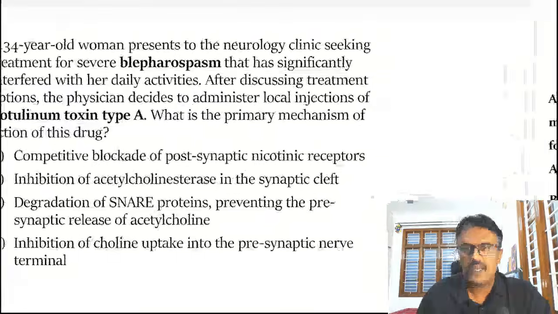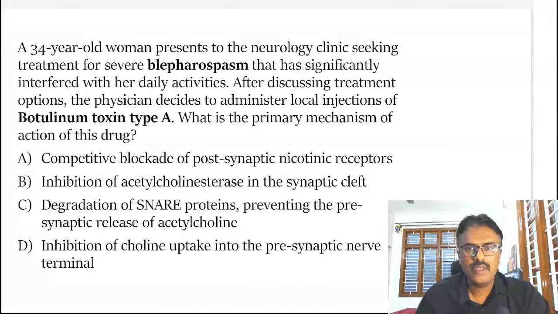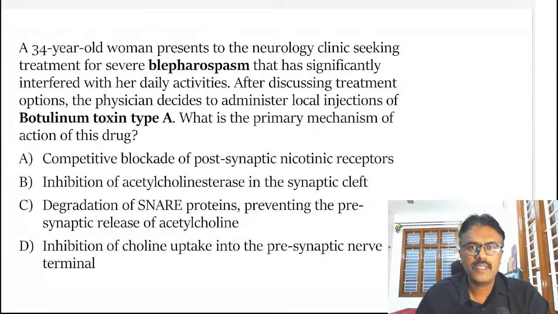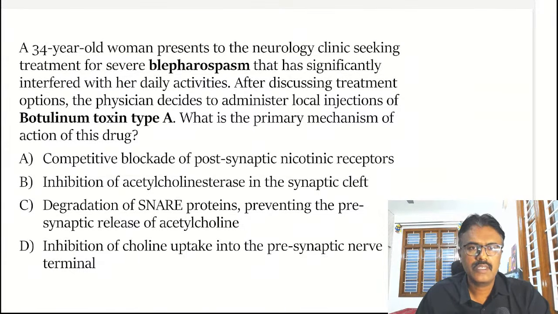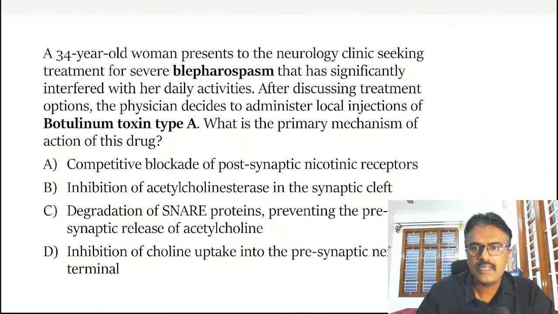Just try to analyze. A 35-year-old woman presents to the neurology clinic seeking treatment for blepharospasm that has significantly interfered with her daily activities. After discussing treatment options, the physician decided to administer a local injection of botulinum toxin. What is the mechanism of action of botulinum toxin? So, can you tell me the answer, guys?